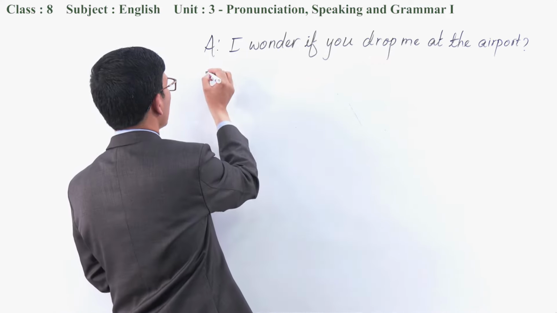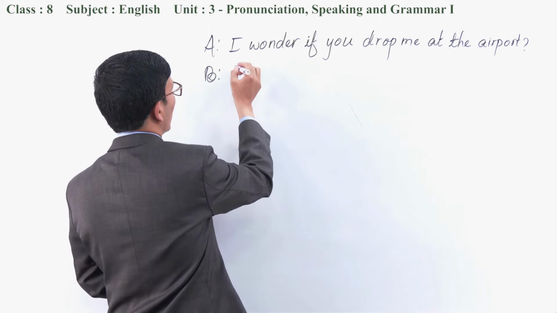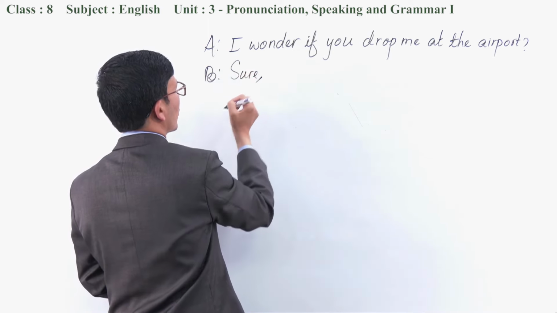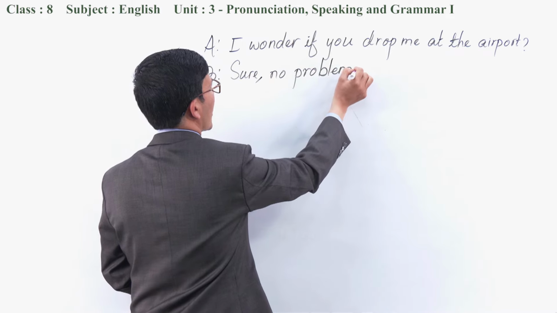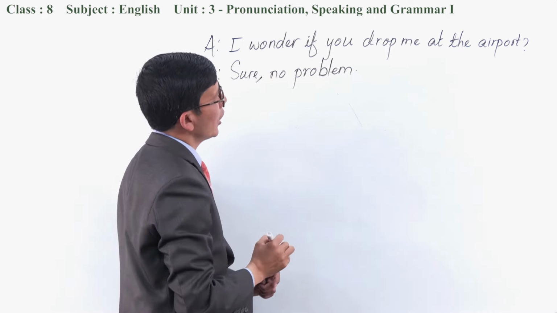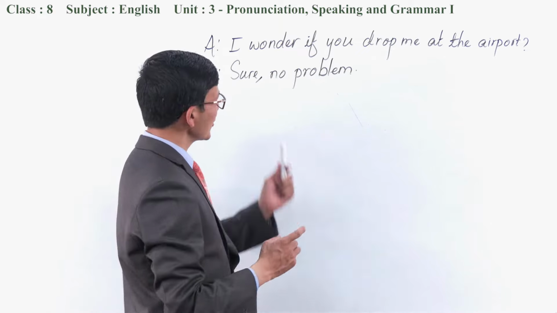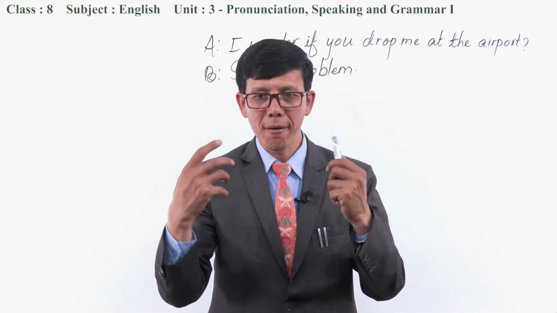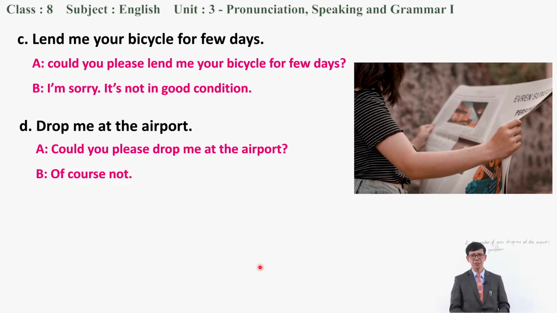Okay, and then let's say B, what will he reply? He will say, sure, okay, no problem. This is the way that you can respond. I wonder if you could drop me at the airport. And B might respond, sure, no problem. So this is the way that you can simply make the requests and then respond. You can say, could you please drop me at the airport? Of course not. That's the way. You can simply make the request and response like this.